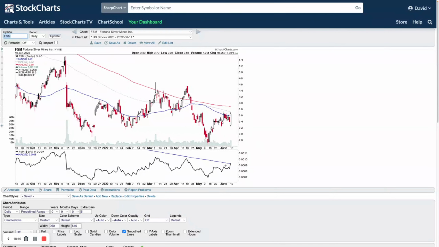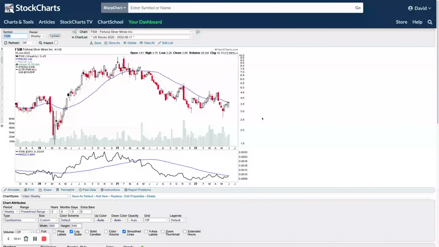FSM, another one of the silver miners, starting to move back through its zero line here on the relative strength. You can see it's been underperforming the S&P 500 for a long time now, but starting to show a little bit of relative strength in the near term here with the move off of the low in mid-May there, but still underneath these declining moving averages at the moment.